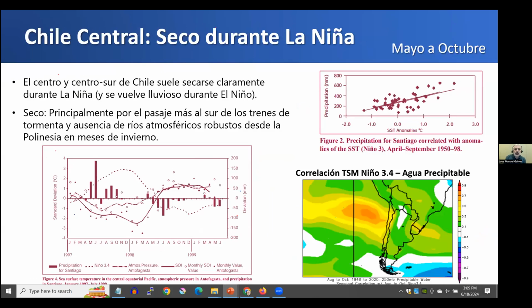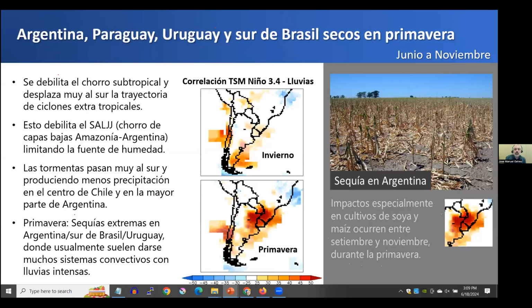All right. We're speaking about impacts. This is just to show that there are different parts of the world that are prone to impacts. And apologies for the Spanish, just don't read the text. This is showing that, for example, in winter, an area that is prone to impacts from El Nino is central Chile, and in the spring it is Argentina. That has to do with different systems that modulate the weather in the region.